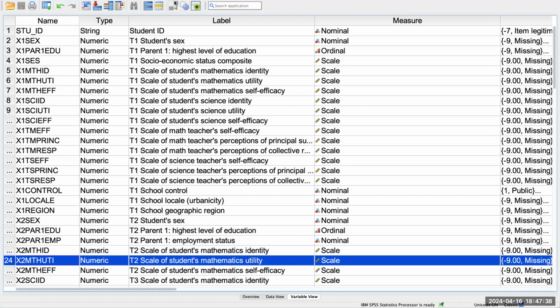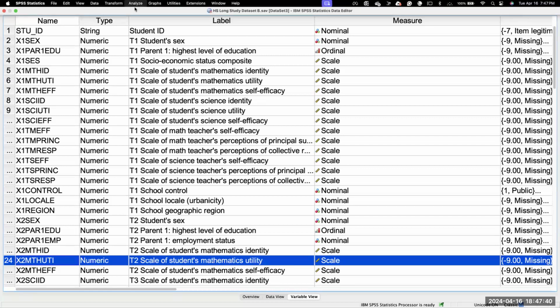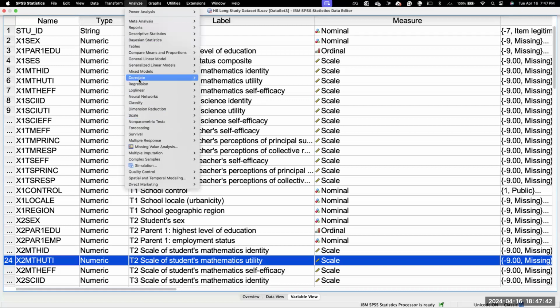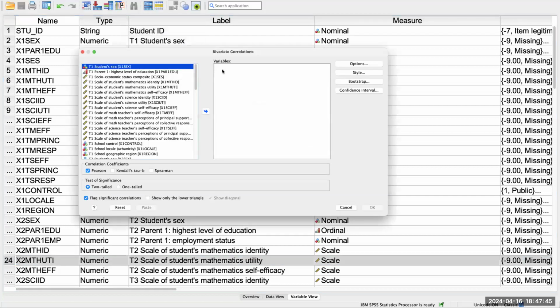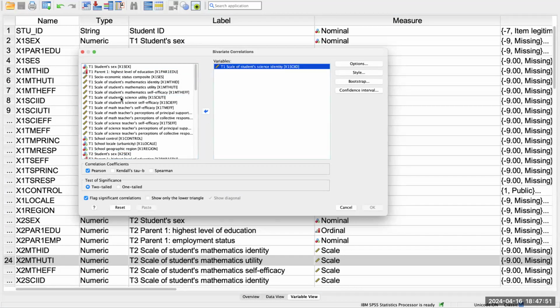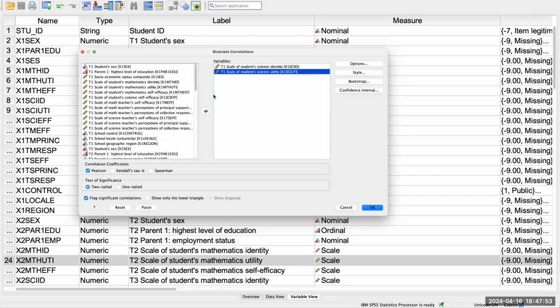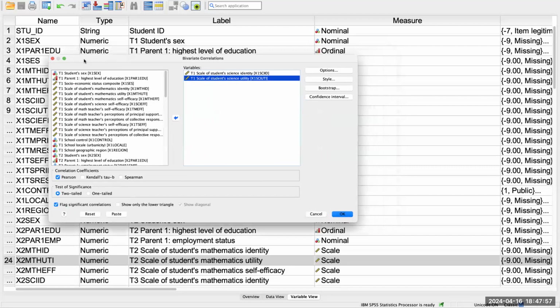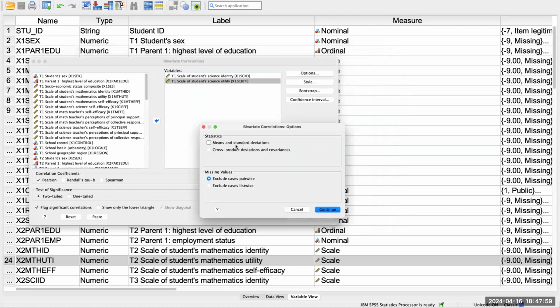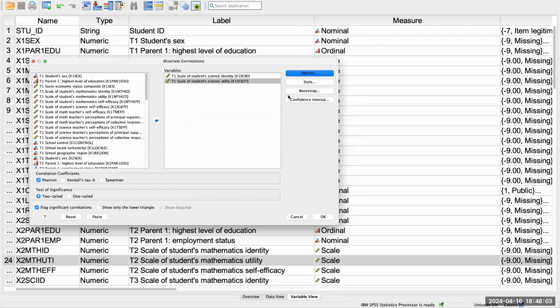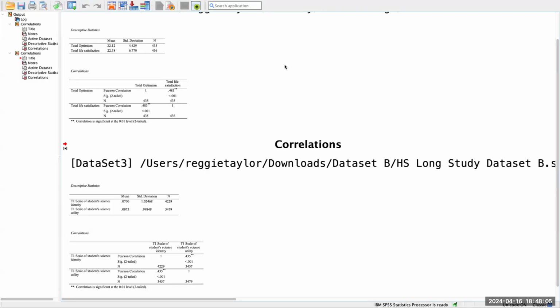Let's just take a look at two of these, just to do it. Analyze, correlate, bivariate. Let's look at science identity and science utility. Are those variables related? And we'll go into the options, remember. We'll run the means and standard deviations, continue, and let's see what the results say.